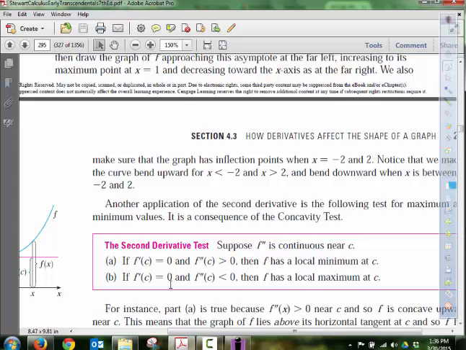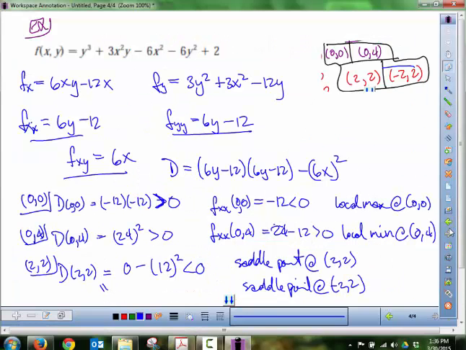Questions? Oh, we're going to take a look at the picture. The function, it's a long function, y cubed. I'm not going to remember that.